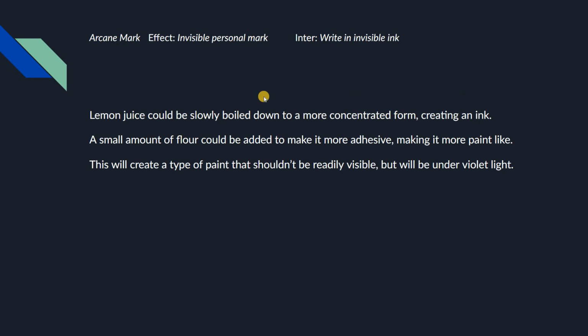You're taking lemon juice and boiling it down to a more concentrated form, which will create more of an ink. And then you could also add a small amount of flour to make the liquid more adhesive and more like a paint. So it's kind of cool to add a little new stuff to that.